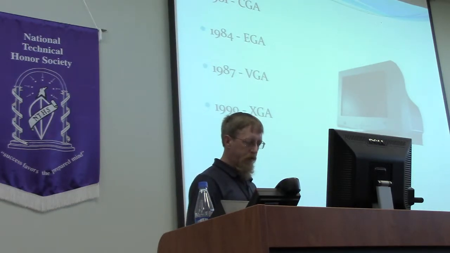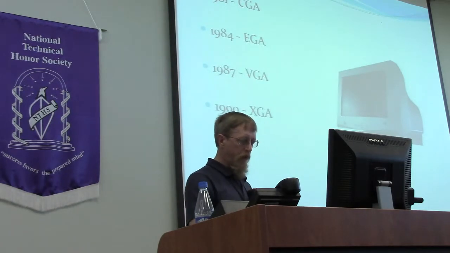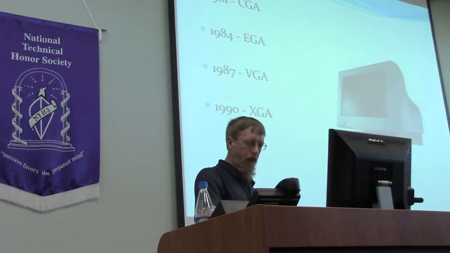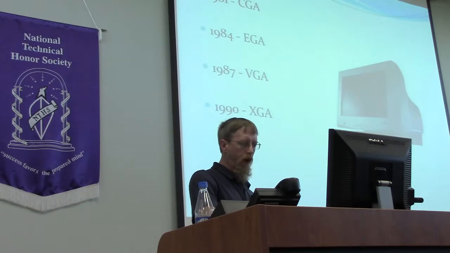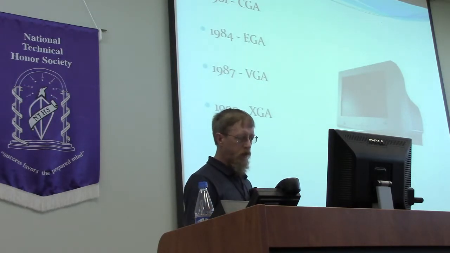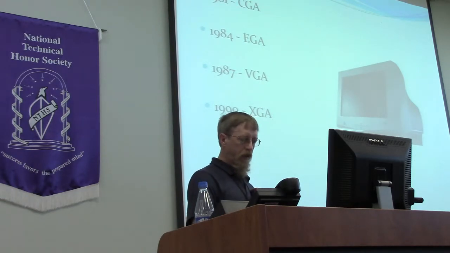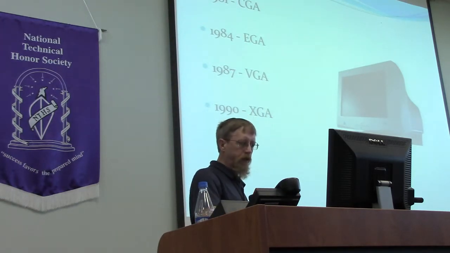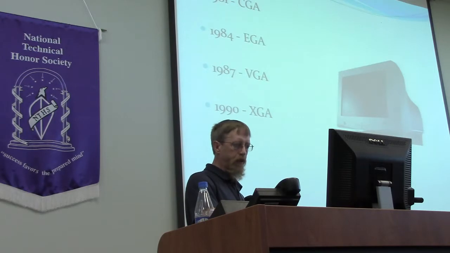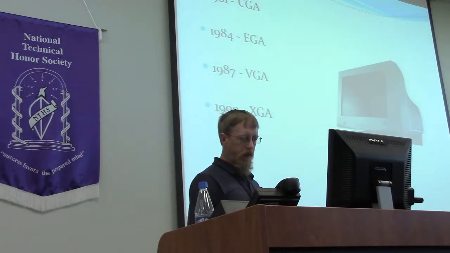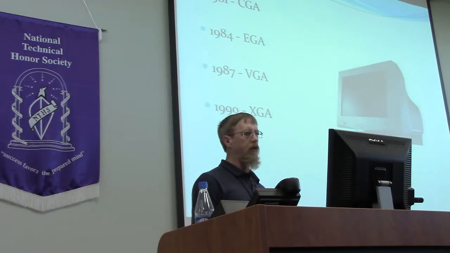And in 1990, IBM came out with the Extended Graphics Array, which allowed for 800 by 600 pixels with true resolution colors, up to 16.8 million colors, and 1,024 by 768 pixels with the availability of 65,536 different colors.